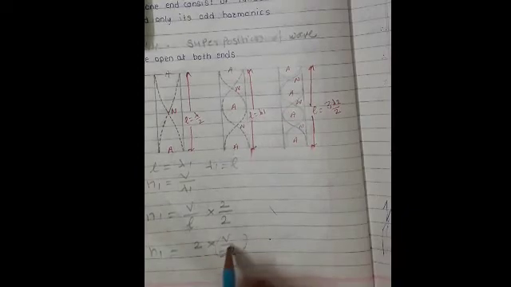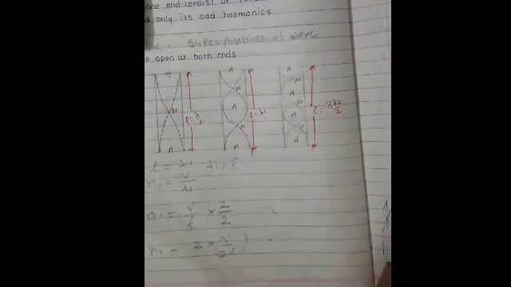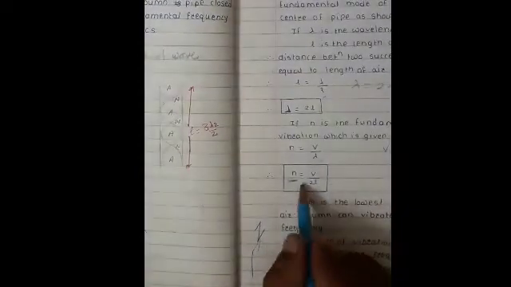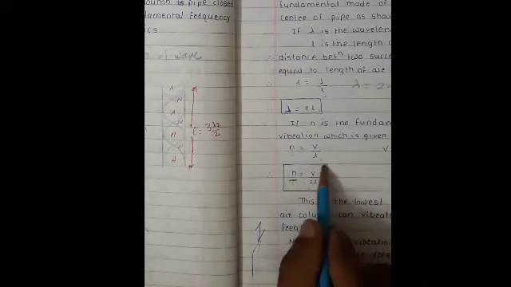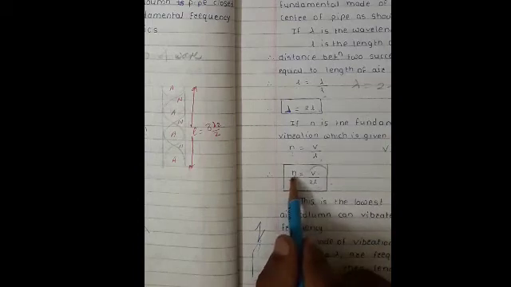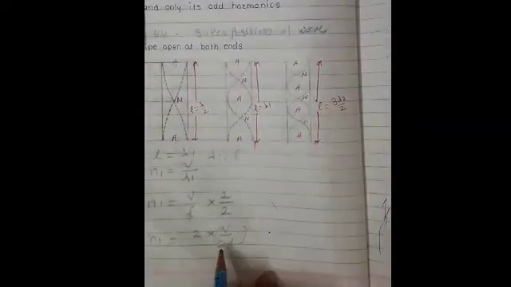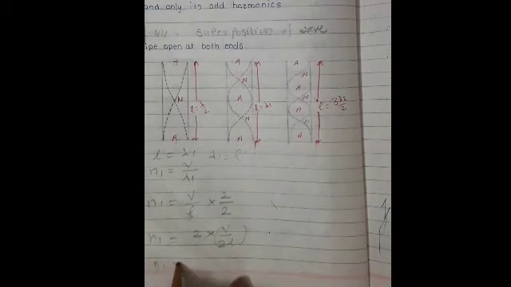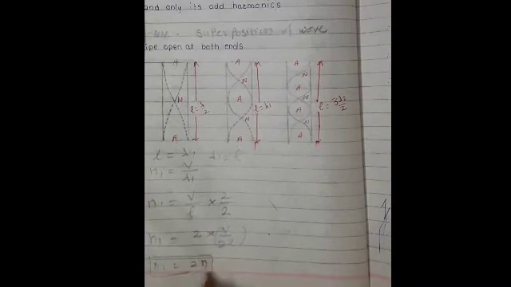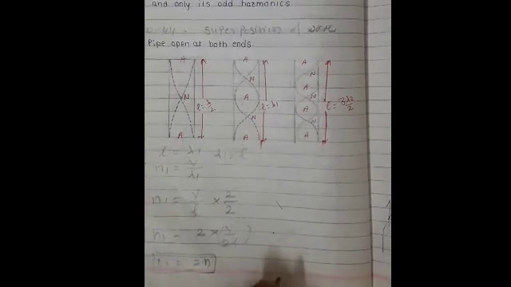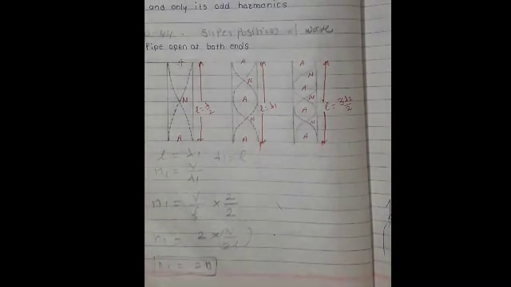We adjust this term v upon twice L, because v upon twice L is nothing but the fundamental frequency of vibration. Instead of v upon 2L, we can write n. Therefore, substituting, n1 is equal to twice n. This is the next mode of vibration, where n1 is equal to twice n.